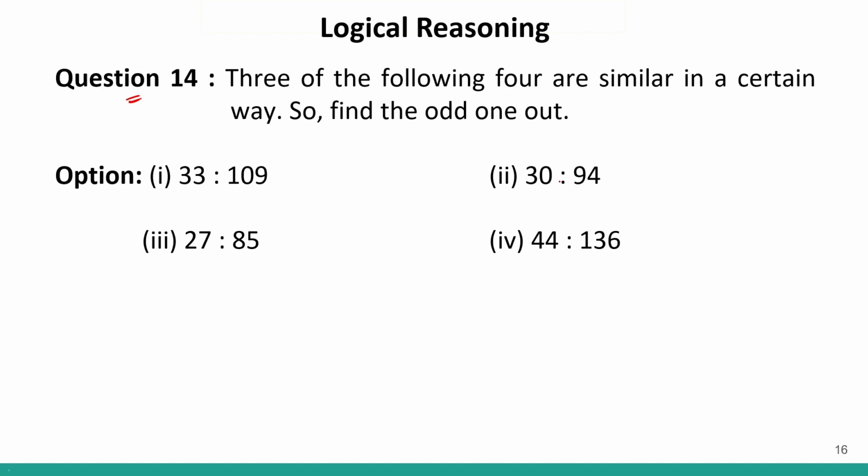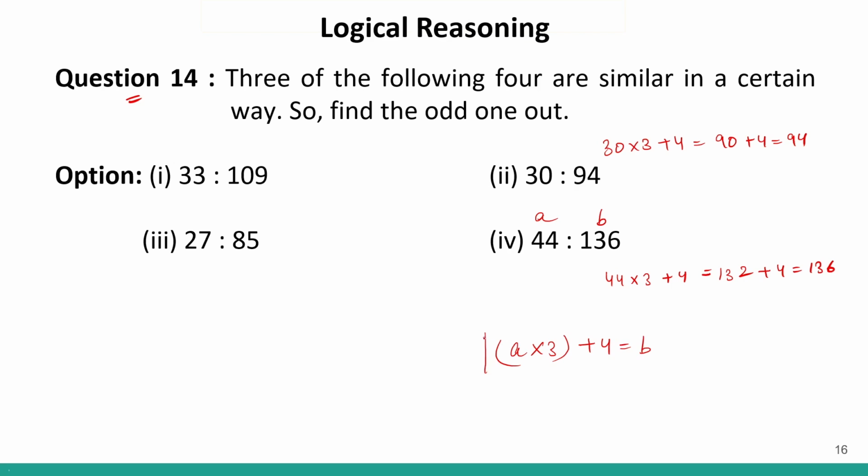When I look over here, 30 and 94, I can see that if I multiply 30 by 3 and add 4 to it, that will give me 90 plus 4, I'll get 94, correct? If I look over here, 44 into 3 plus 4, so 44 into 3 will be 132, plus 4 will give me 136, correct? So if this is A and this is B, A into 3 plus 4 is giving me B. This is true for option number 2 and 4.